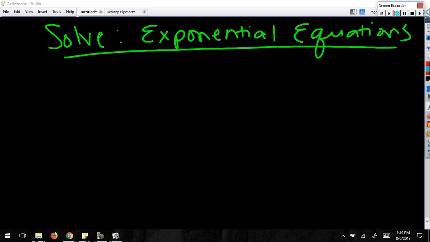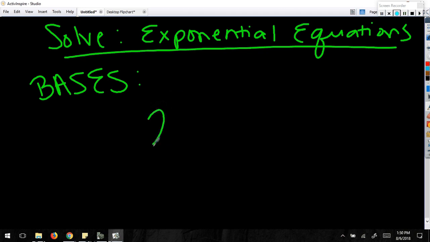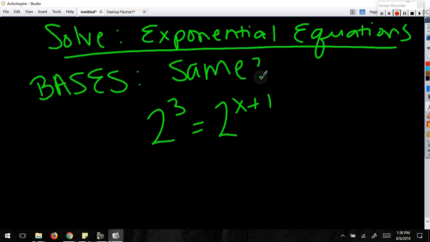Okay, so solving exponential equations. I want you to think about a couple scenarios. The first being, I want you to take a look at the bases. So for example, let's say I have 2 to the third equals 2 to the x plus 1. Well, when you have the same bases and there's nothing else attached with any of them, we can set those exponents equal and solve.